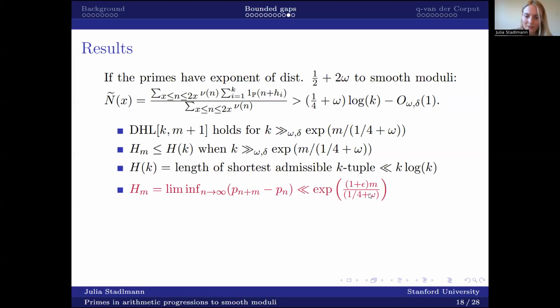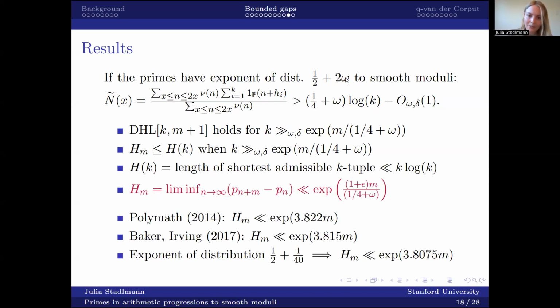And here the 1/4 plus omega, so that 1/2 plus 2 omega, is the exponent of distribution for smooth moduli. So if you use the Polymath result of 1/2 plus 7/300, that gives e to the 3.822m. And Baker and Irving improved this by replacing the prime indicator function by a suitable minorant using Hammond-Siff, and they improved it to 3.815m this way. And if we use the exponent of distribution 1/2 plus 1/40, we get e to the 3.81m with just the method of Polymath, and combining it with Baker and Irving's result, we get 3.8075m. So a small improvement in the exponent.